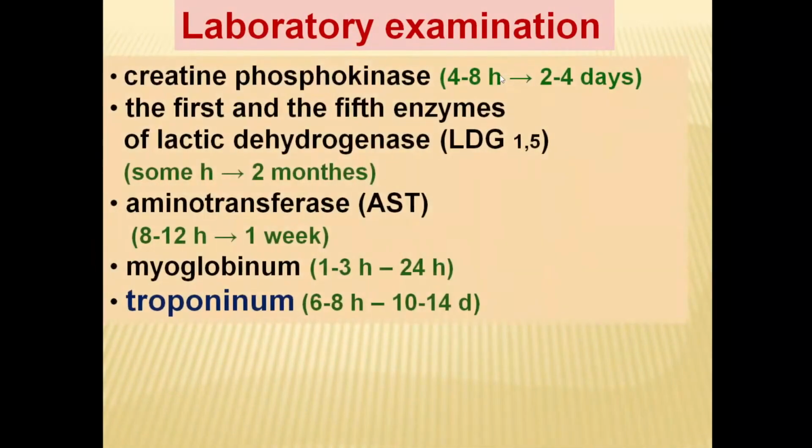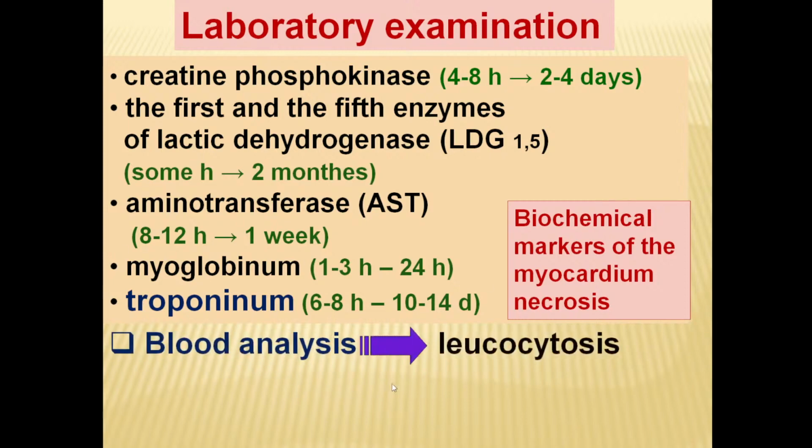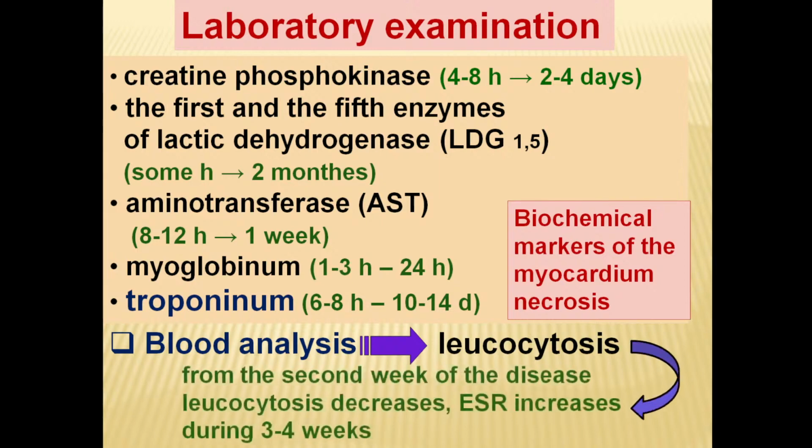I told you about laboratory examination. You see, biochemical indices may be revealed after some hours to some days, sometimes may hold for some months. Again, remember, first of all you will pay attention to troponin, which is the gold standard of myocardial infarction as a biochemical marker of myocardial necrosis. A usual common blood analysis will reveal leukocytosis and accelerated ESR, but after some weeks leukocytosis disappears, while elevated ESR may be held during 3-4 weeks. Again, all depends on the size and depth of the necrotic foci.